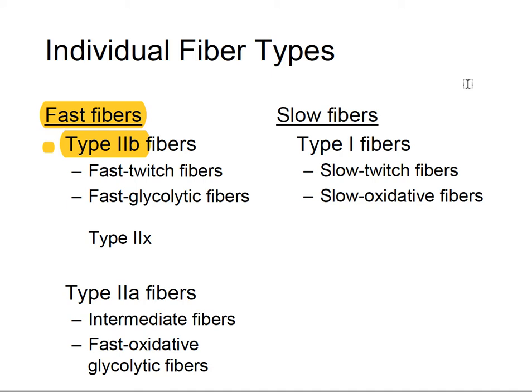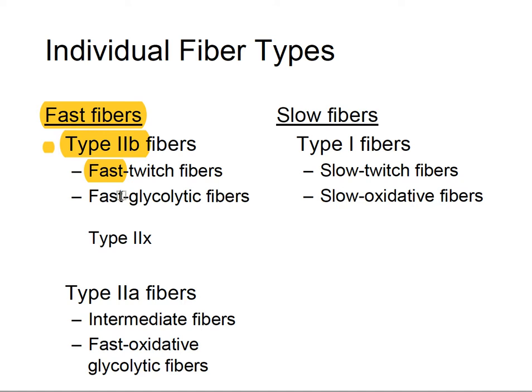And the fastest contracting is Roman numeral 2, so a type 2 letter B, so type 2B fibers. They're larger in size, they're pretty low resistance to fatigue, so they're going to fatigue quickly. They're very fast contracting, and they would do a lot of anaerobic or fast glycolysis, or a lot of the phosphocreatine energy system. They generate a lot of force, so these are high force fibers.